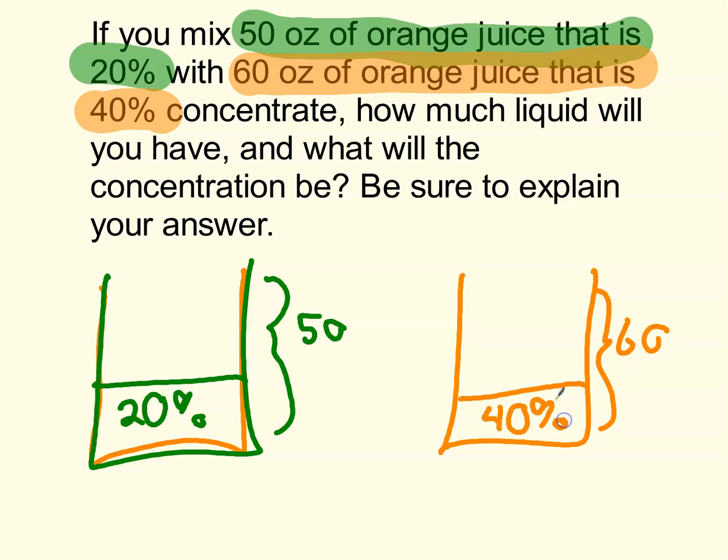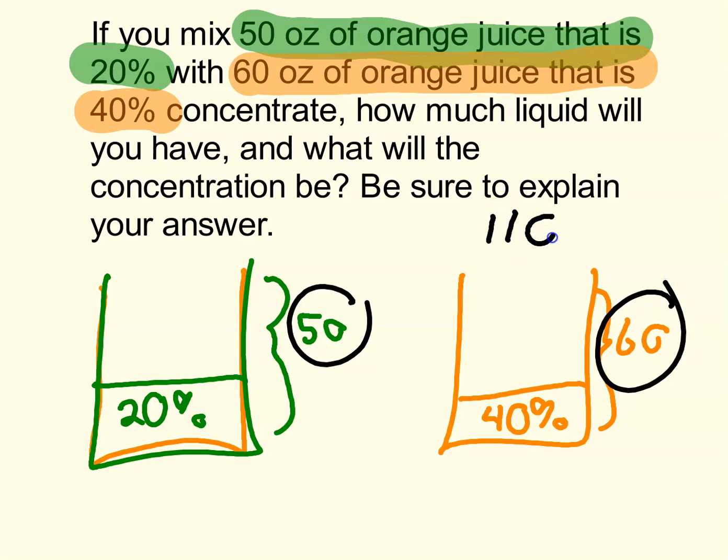Okay, so here's the question. How much am I going to have total, and what's the concentration going to be? Well, how much I'm going to have is pretty easy. I've got 50 and 60, so I'm going to have 110 ounces. And then the question is, what's the concentration going to be? What I need to do first is find out how much is in here and how much is in there, and then divide that by the total amount of liquid.